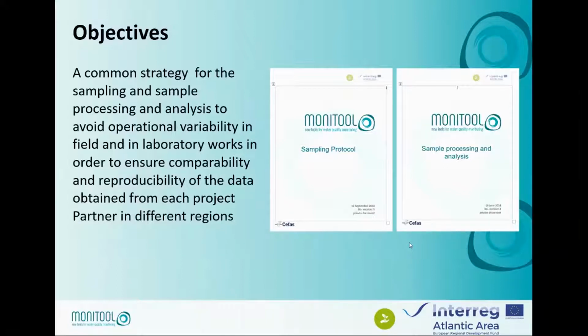So one of the objectives of work package 5 is to have a common strategy for the sampling, sampling processing and analysis. This is to avoid operational variabilities in the field and in the lab work. This is to ensure the comparability and the reproducibility of the data, which is going to be used later on for correlation studies under work package 4 and for the EQS adaptations under work package 6.